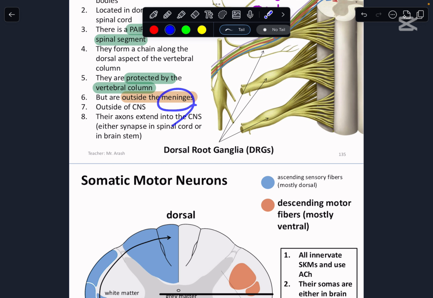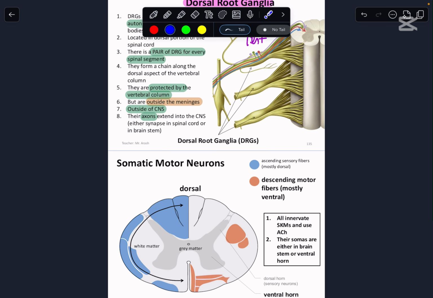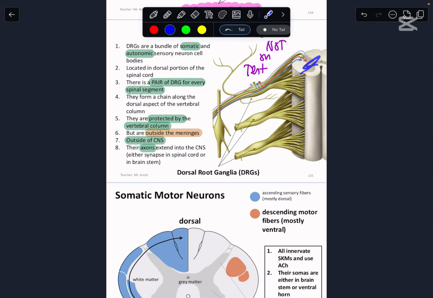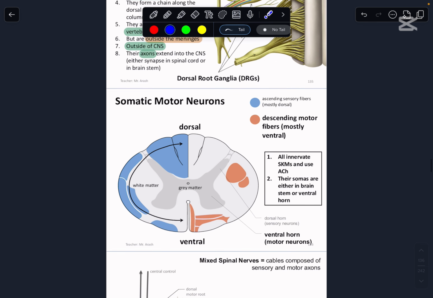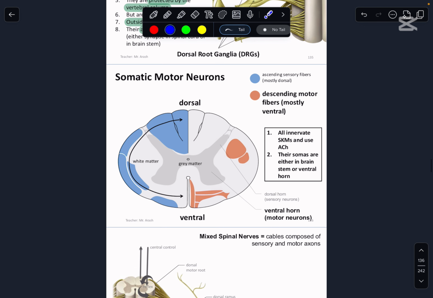Makes sense because meninges were the layers to protect the central nervous system. Here we're talking about the peripheral nervous system. They're outside of the central nervous system, which we mentioned. Their axons extend into the central nervous system, of course, and they can synapse with the neurons here. So you can see that's the soma, that's the axons, and they meet in the back. We did talk about descending and ascending roots.